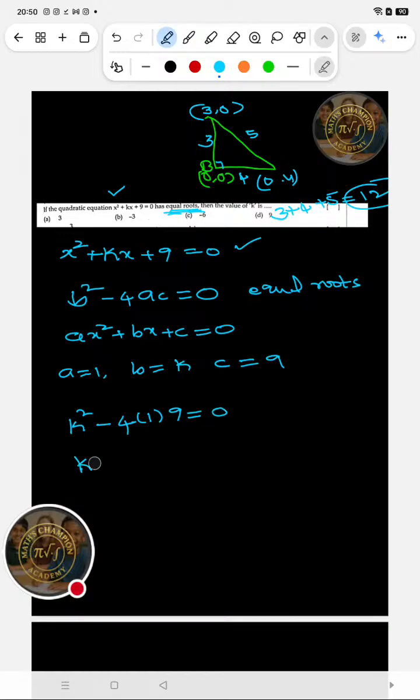If we take k square minus 4 into 1 into 9, how much are we getting? 36 is equal to 0. So k square is equal to 36. Then k value is the square root of 36, which is plus or minus 6. So what is the option here? Option C, that is minus 6. Two roots will be there, one is plus 6, one is minus 6. In the options minus 6 is there, so we take option C as our correct answer.